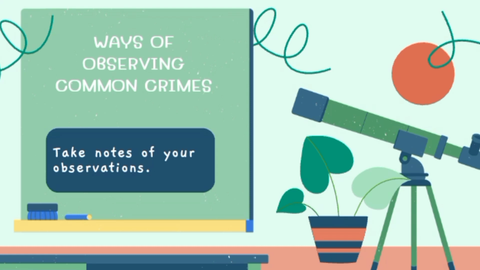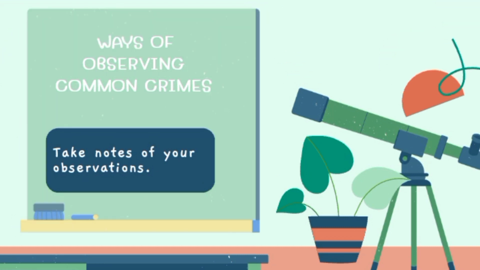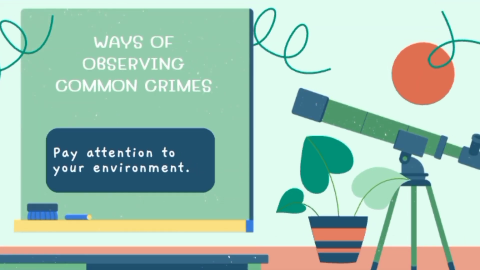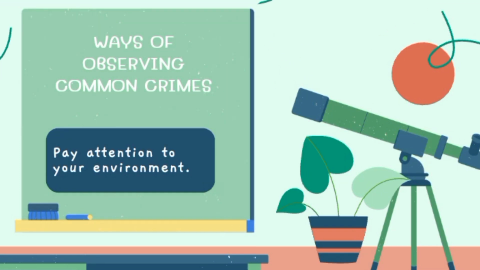Okay, it is very important for you to record your observation so as not to leave any clue that can help in the investigation. And then lastly is that you pay attention to your environment. Be alert to specific incidents around you, okay, that may be potentially dangerous or might help with the investigation. So these are some of the ways you can actually observe common crimes.